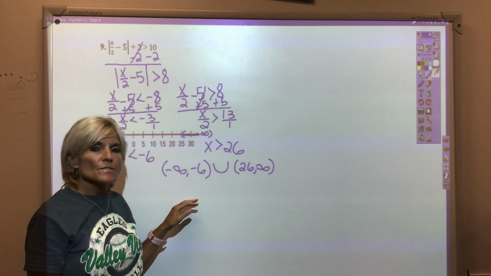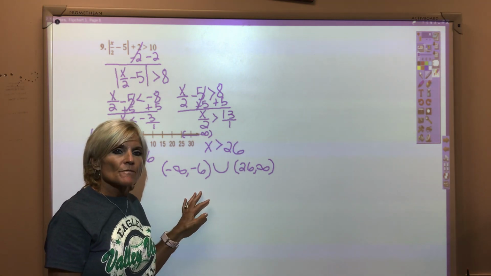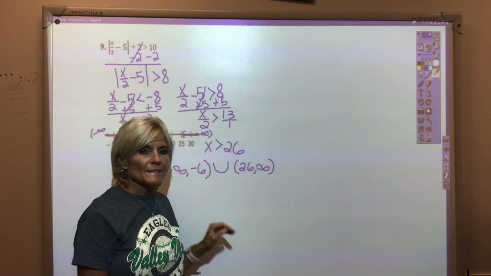And that is it for solving absolute value and compound inequalities.